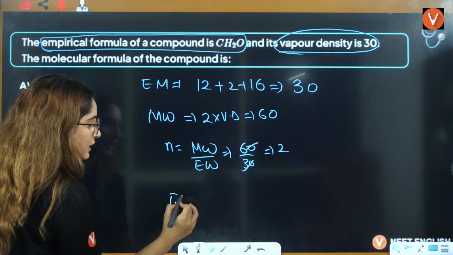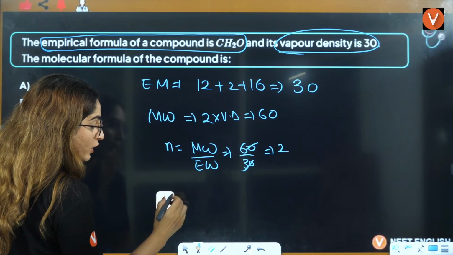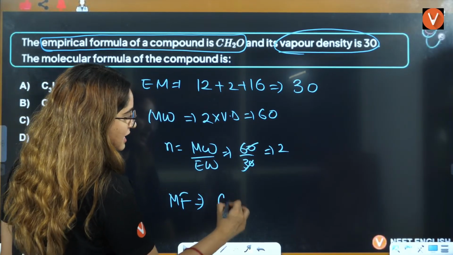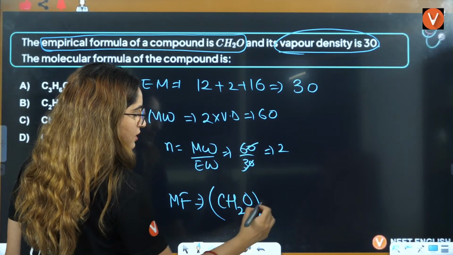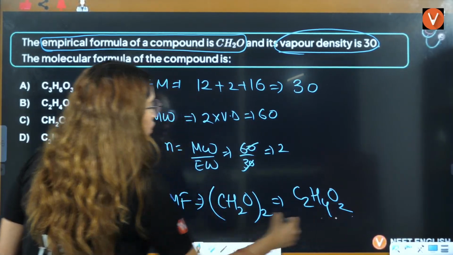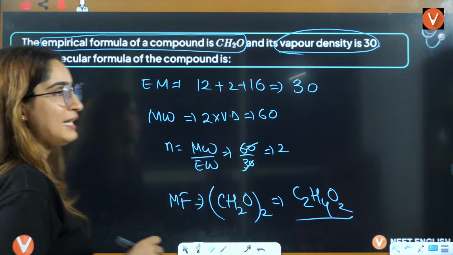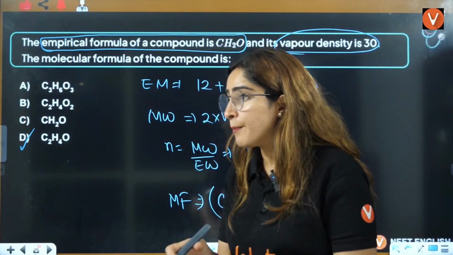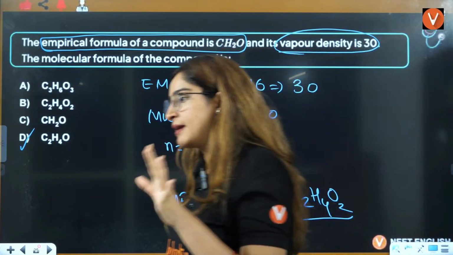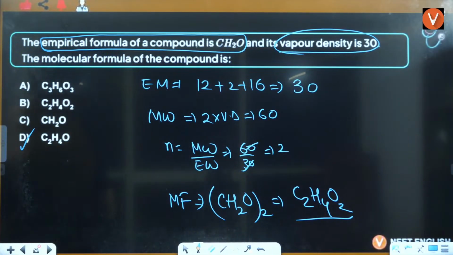So the molecular formula is going to be, empirical formula is CH2O, this is 2, so it will be C2H4O2. So the answer is going to be D is the correct answer here. But the relation between vapor density and molecular formula you should know. Right, everybody? Okay.